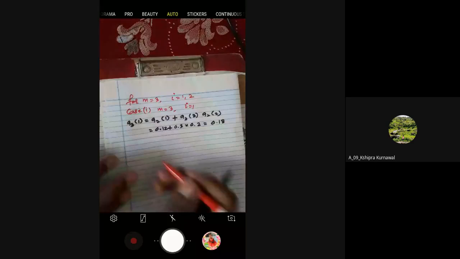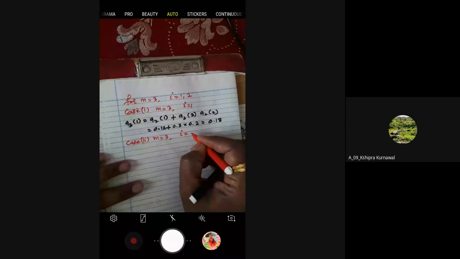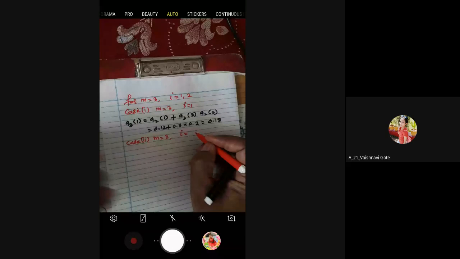Then what about case 2? If I take case 2, m equals to 3 and i equals to 2. Get the answer for this. Let's see.